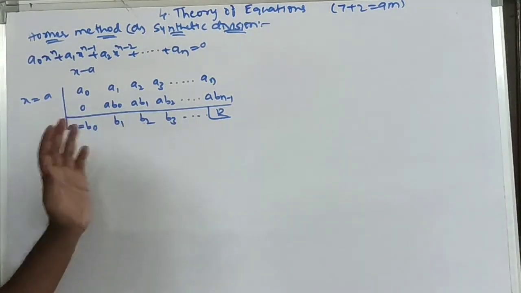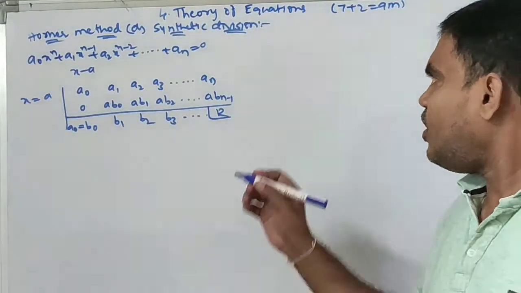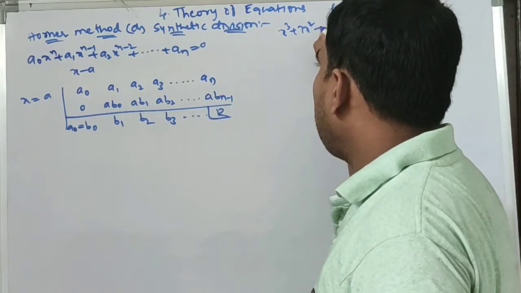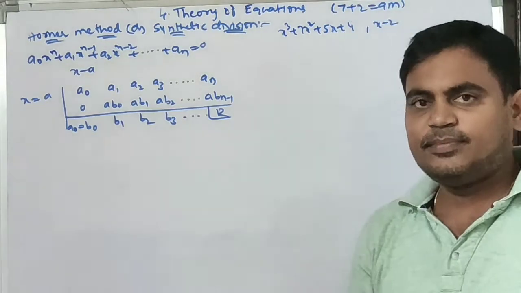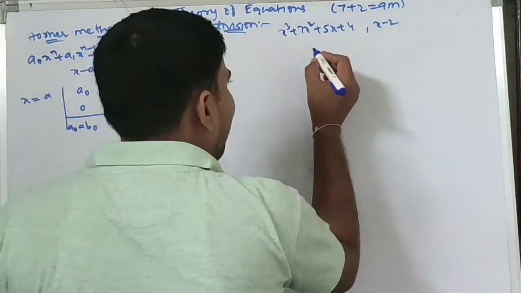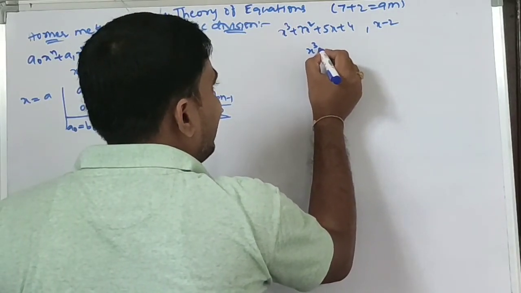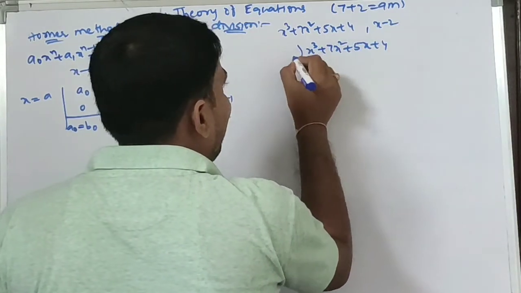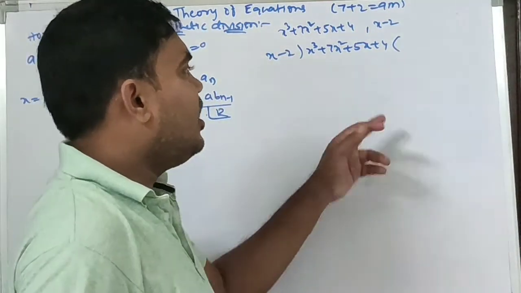To understand in a better way, I am taking one example. x cube plus 7x square plus 5x plus 4, I am dividing with x minus 2. So what we did in 10th class, let us recall: x cube plus 7x square plus 5x plus 4 when we are dividing with x minus 2. So I am writing the quotient here and the remainder.